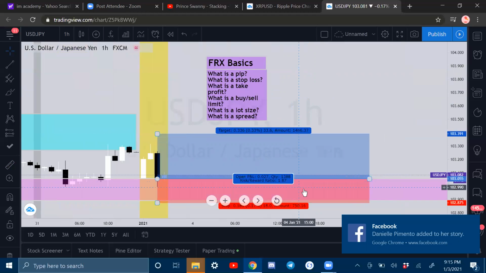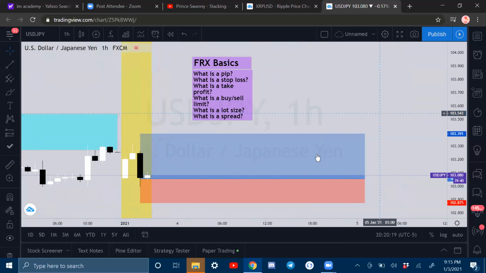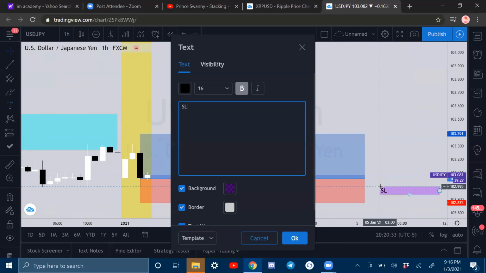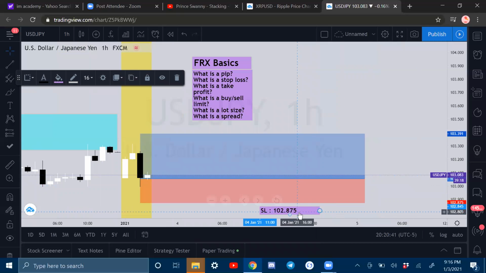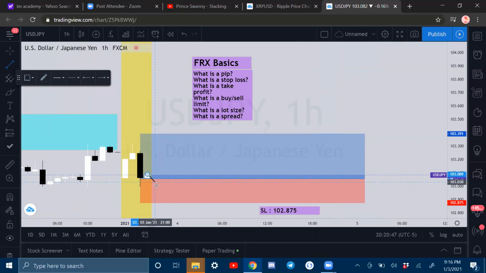So right here, like I was showing you, the red indicates, let me hide this real quick. It's confusing. All right, so the red indicates my stop loss. So this red number here is 102.875. That is my stop loss. Okay, so that's my stop loss. If price, say for example, price is right here at the moment, if price went down here under my stop loss, I would be taken out.